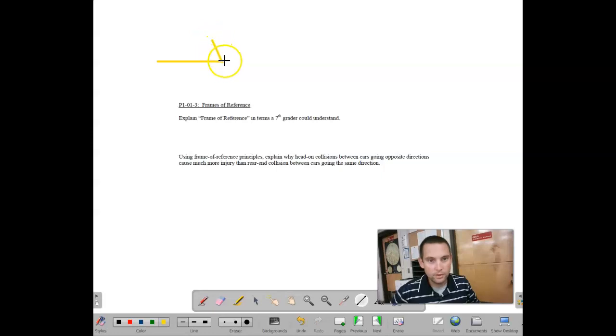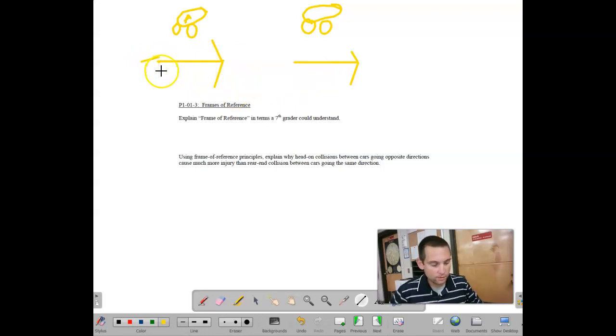So let's say we have a car, and that car is going this direction. So here's our car. Call it car A. That's a great car. And then we have car B, who is moving in this direction, but maybe not by as much. So our arrow is a little bit smaller.